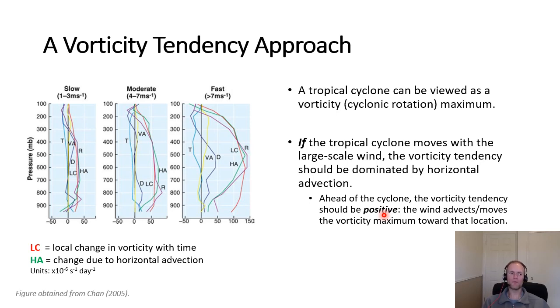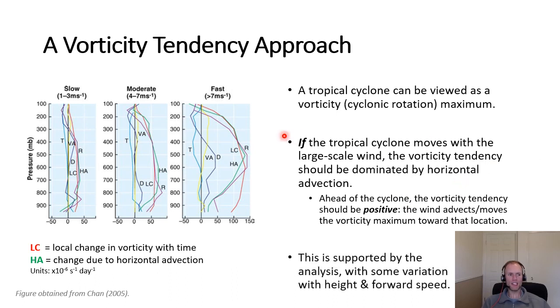What we have on the left-hand side here is an application of the vorticity tendency equation with a whole bunch of different forcing terms. I've pulled out the two that are particularly important here. LC, or the local change in vorticity with time, this is the vorticity tendency itself. This is what we're trying to diagnose. HA is the change due to horizontal advection, and they're given by the red and the green lines respectively.